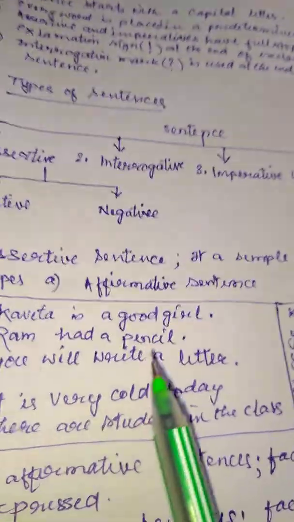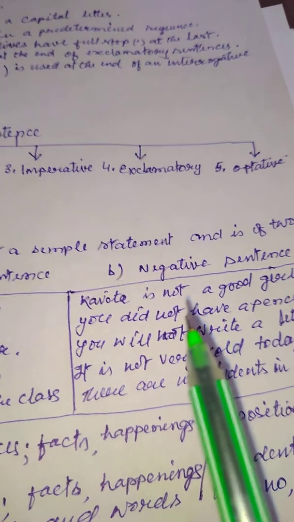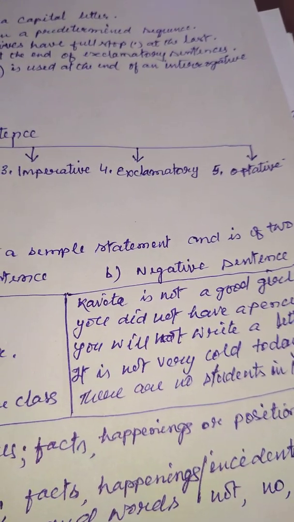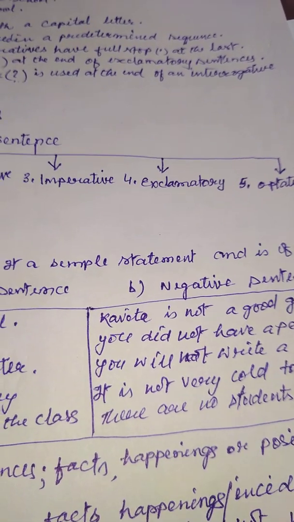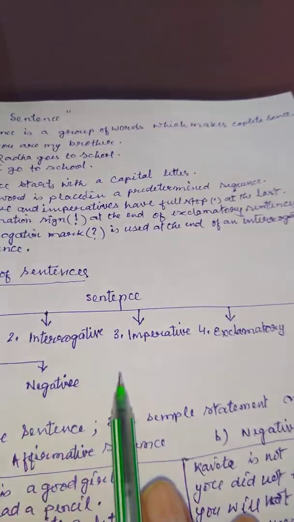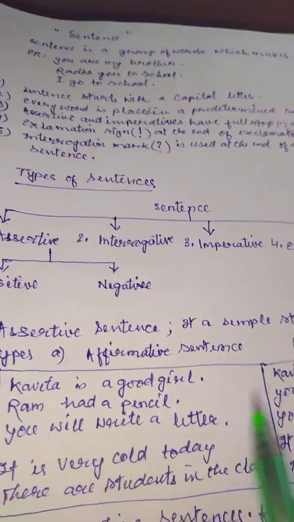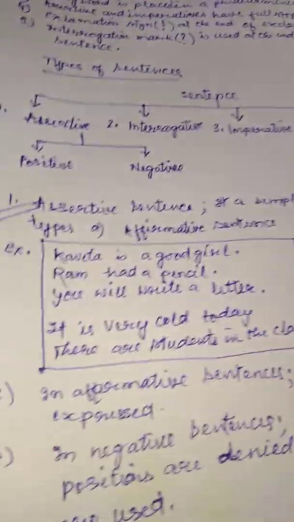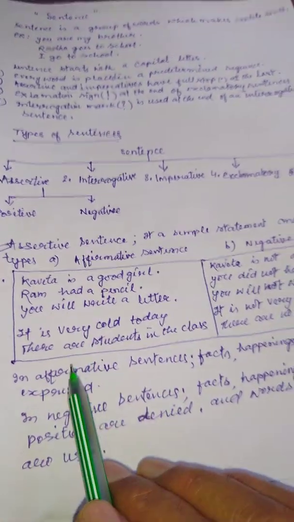In assertive sentences, we were accepting whatever is said about anyone. But in negative sentences, we are refusing to accept. We are negating. This is the difference between these two types of assertive sentences. Okay? There are some points now regarding these sentences.